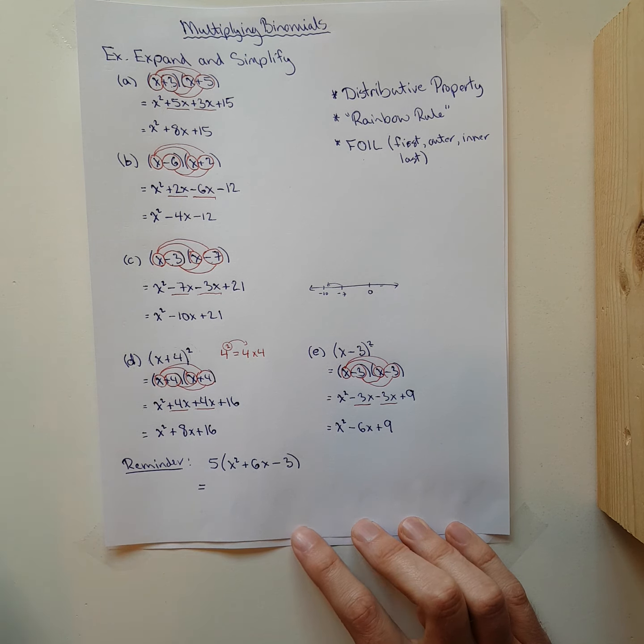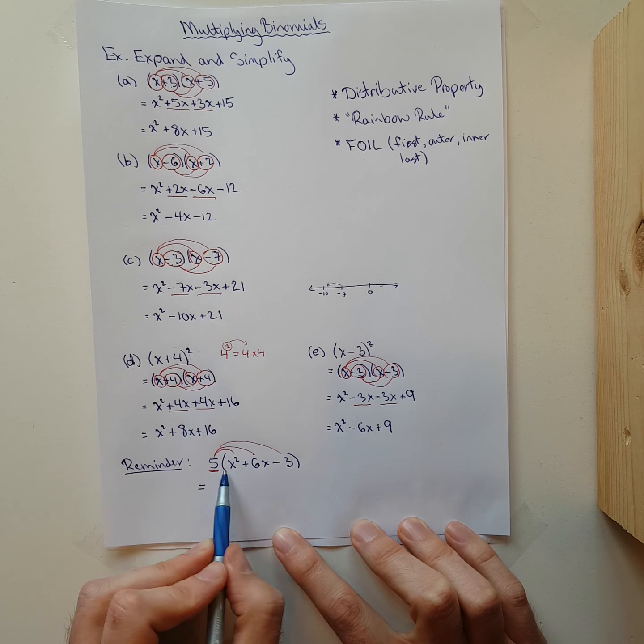So just a reminder that we can also use this expanding idea. If I have a single term like a 5 in front of this bracket, we also expand here as well. Okay, again, we can call that distributive property or rainbow rule as well. It's the same rule that we're using in both cases, just here we're multiplying with binomials. Here I'm multiplying with a single term called a monomial into a trinomial.